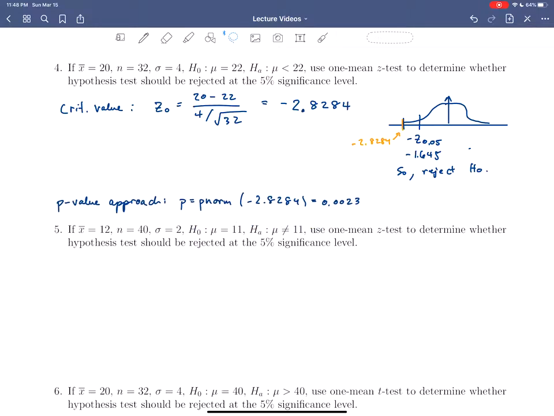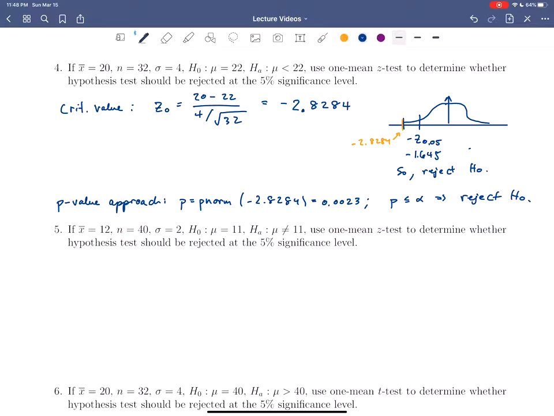And the p-value approach is going to say that since p is less than or equal to alpha, we're going to reject the null hypothesis. Okay, we of course get the same conclusion either way we want to do this, the critical value approach or the p-value approach. But that's the idea. So since our p-value is less than or equal to alpha, we reject the null hypothesis.